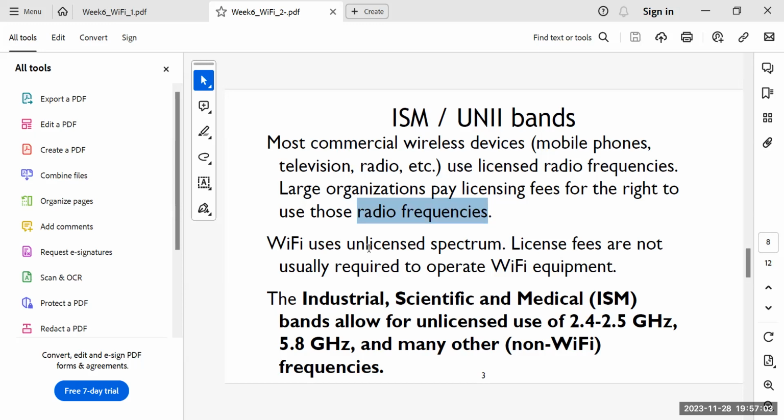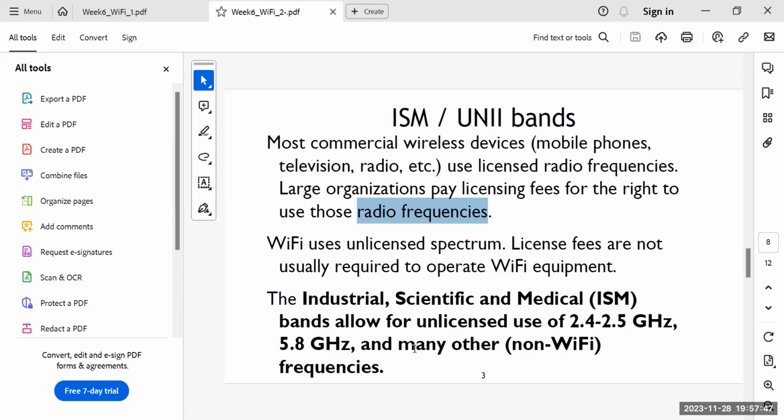But Wi-Fi uses the unlicensed spectrum. It does not require any license. License fees are not usually required to operate Wi-Fi equipment, right? You just need to purchase the Wi-Fi equipment and then use it. The industrial, scientific, and medical band is also known as the ISM band. It allows for unlicensed use of 2.4 gigahertz, 2.5 gigahertz, 5.8 gigahertz, and many other frequencies. So if your device is operating in the ISM band, you can use it without purchasing the corresponding license. So this is very important.